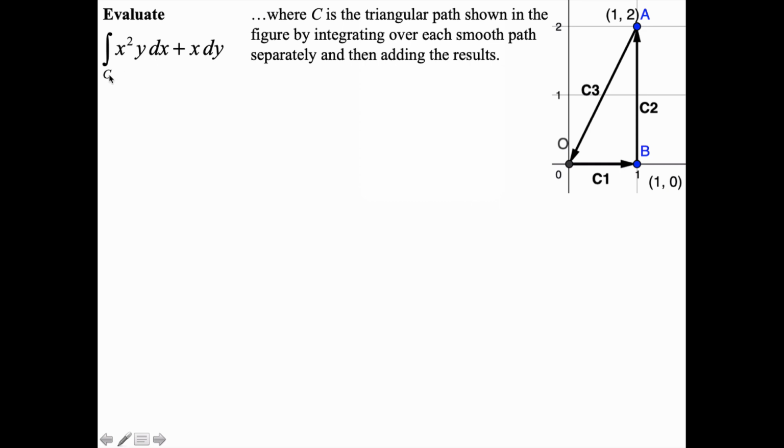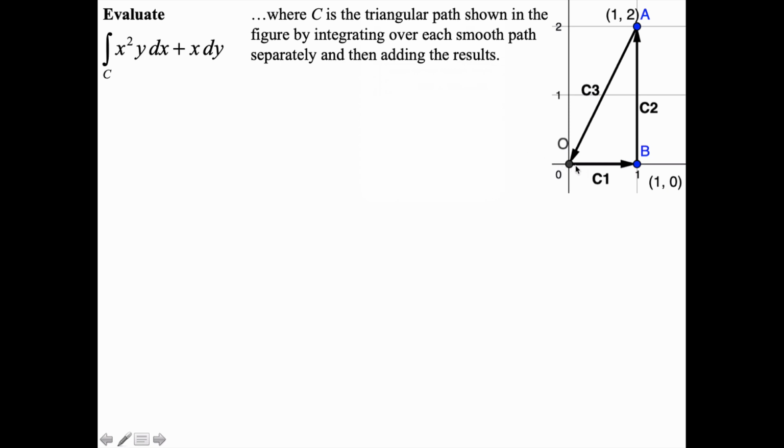And the curve C that we're integrating over is a triangular path shown here in this figure. So it starts at the origin, goes from the origin to the point 1, 0, then from 1, 0 goes up to the point 1, 2, and then from 1, 2 goes back to the origin 0, 0.